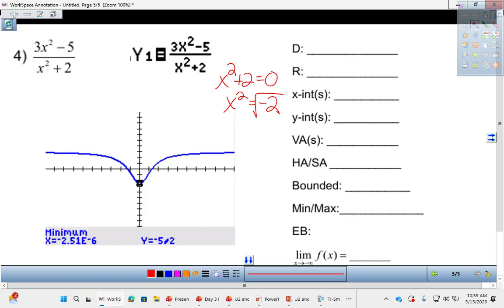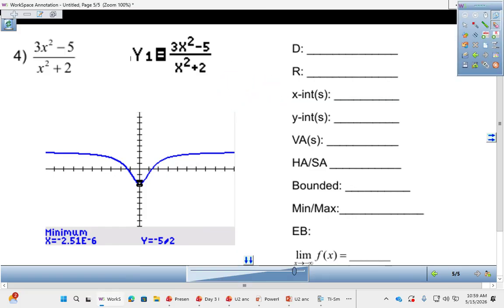So what do you think that means for the domain? It's negative infinity to infinity. It's everything. There's no breaks in this graph. It never stops. So I'm just going to say it's everything.